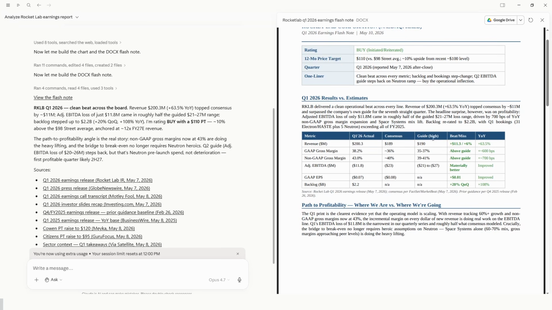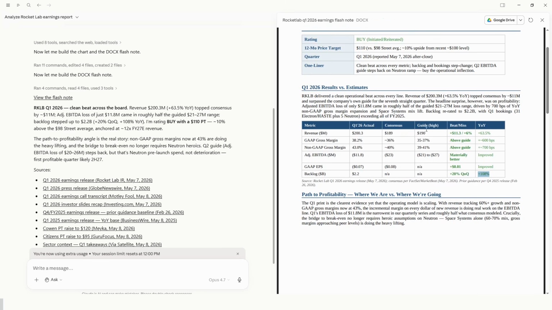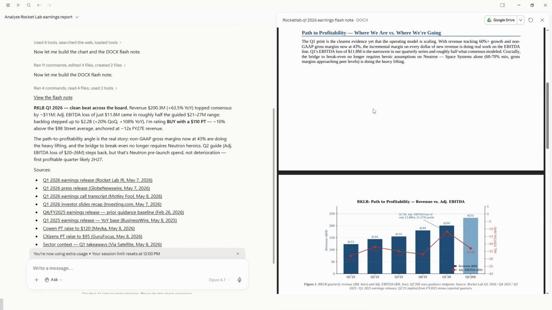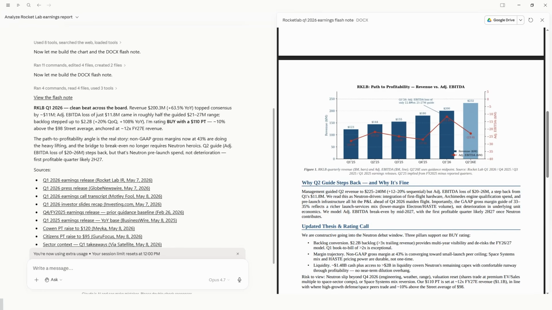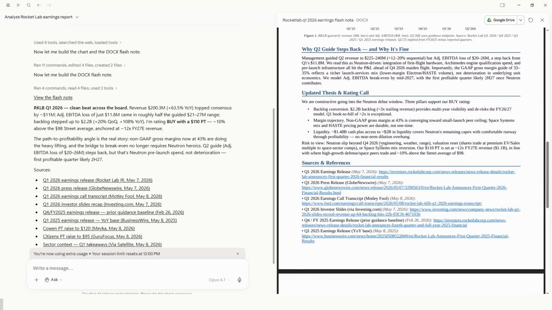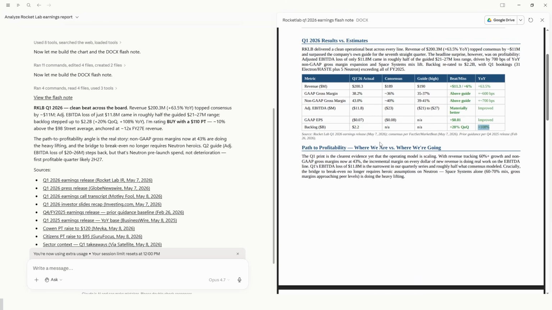So you can see the revenue is up 63% year over year. It's above guide, plus 600 BPS, plus 700 BPS is insane. This is improved year over year. And the backlog, you can see there's a 20% here and 108% year over year, which is absolutely insane. So it says the path to profitability. We can literally see there is a steep line of improvement for RKLB, which is really nice. It's actually good that Claude can put all this information into a figure. And then it gives us these sources here, which is super useful.